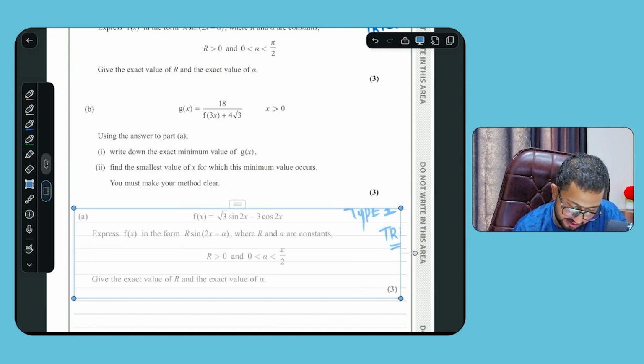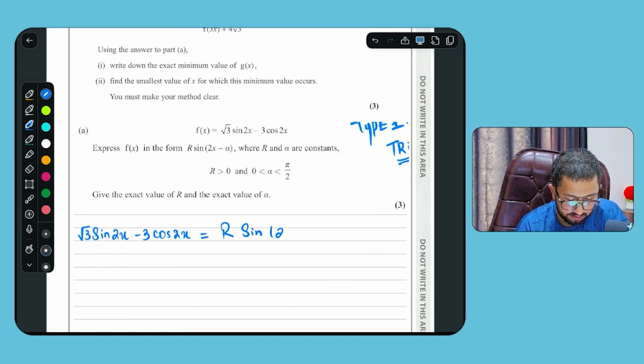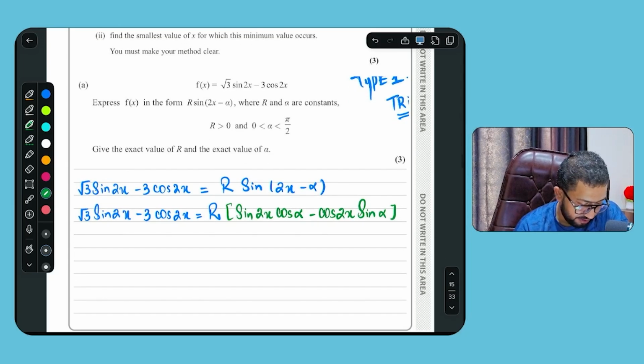So the first part is very easy, bacha log. What we can do, everyone knows, I need to put square root 3 sine 2x minus 3 cos 2x equal to r sine (2x minus alpha). Everyone knows what is the next step? Apply the compound angle formula: sin A cos B minus cos A sin B. Perfect? Perfect.